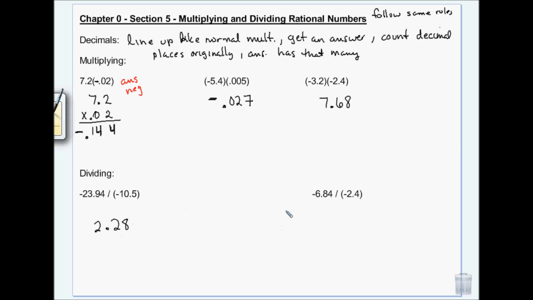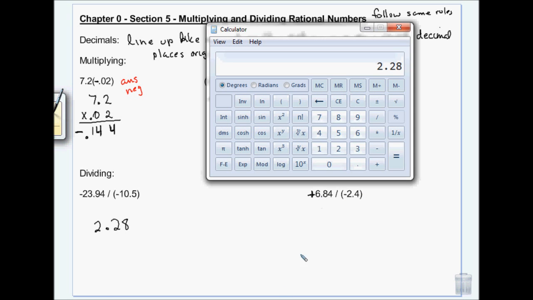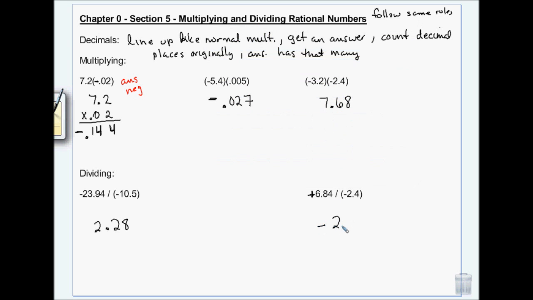Do you guys have the same two numbers here? Make the first one positive. Now if I divide a positive by negative, my answer is negative. So I'm going to have negative 2.85.